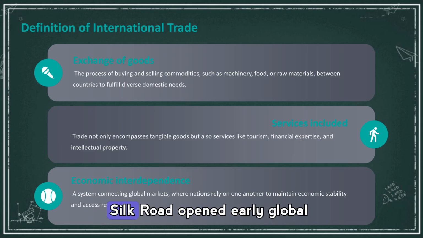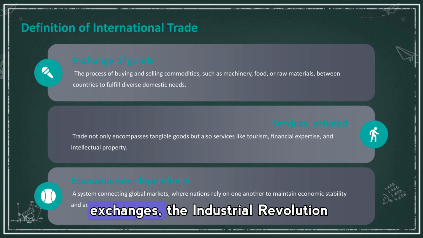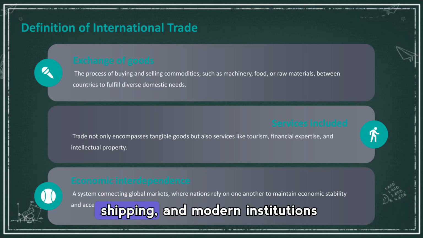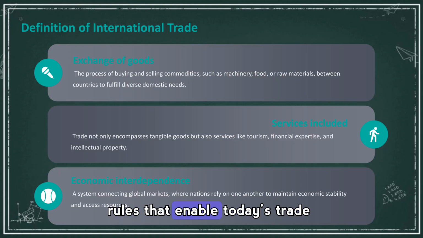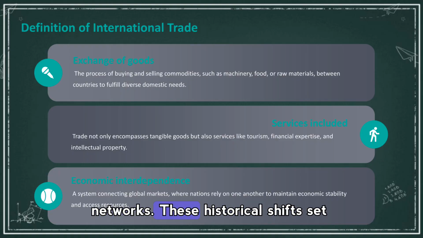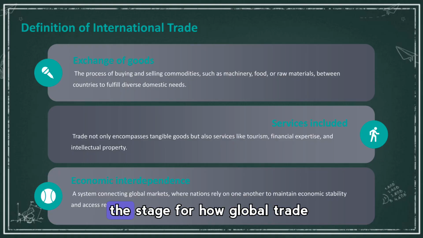Looking back helps us understand the present. Ancient routes like the Silk Road opened early global exchanges. The Industrial Revolution massively increased production and shipping, and modern institutions and agreements have formalized rules that enable today's trade networks. These historical shifts set the stage for how global trade operates now.